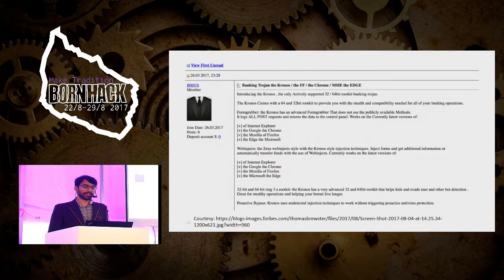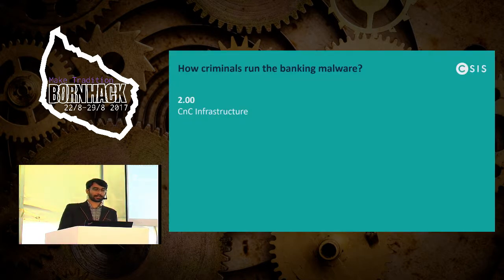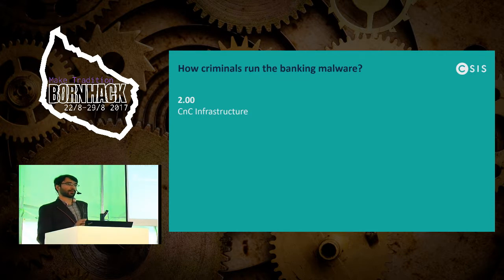Here's an example of an ad of Cronus banking malware, which is used in the wild. So somebody is selling it, and they make a nice ad on some dark website, and you can basically buy it for Bitcoins. All right, the second part. So what we established so far is that to run a banking malware infrastructure, you need binary code and you need the server code. Second part is the CNC infrastructure.